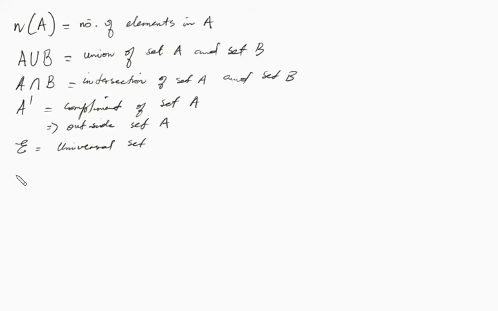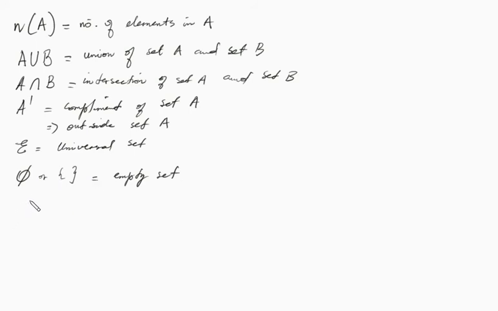Now there is this symbol. This is an empty set. There are no elements. That means set A is empty. It has no elements. So we'll say A equals an empty set.